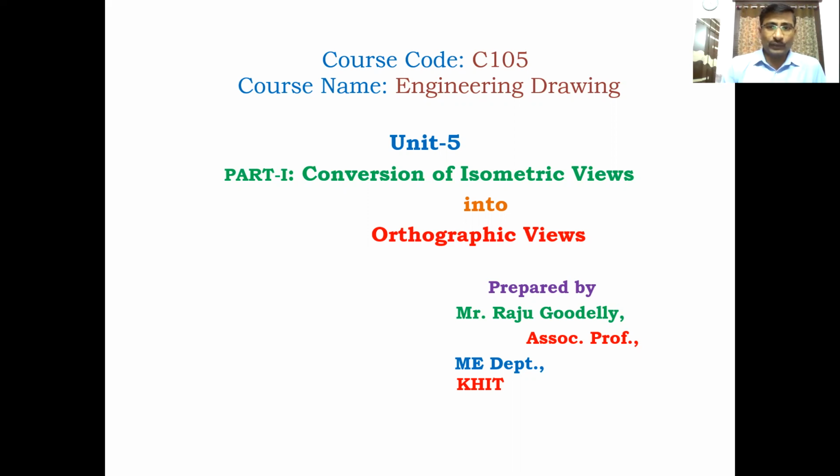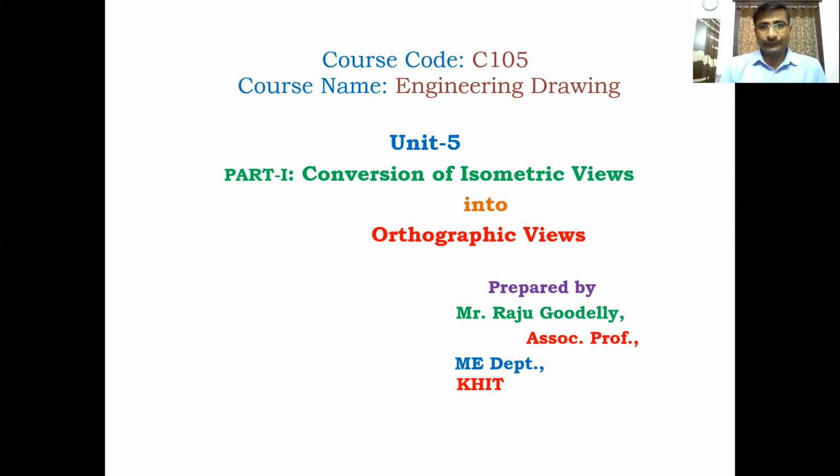Coming to the isometric view, what is an isometric view? An isometric view is a 3-dimensional view having 3 dimensions: length, width and height. From the 3-dimensional diagram, the 3-dimensional object, we have to draw the orthographic views. Orthographic views are 2-dimensional views having only length and width, or length and height, or width and height. So we have to draw the 3 views for the given isometric view or isometric diagram.